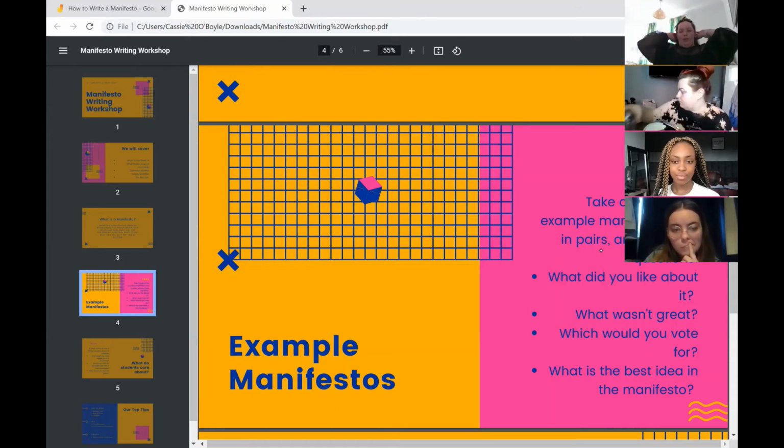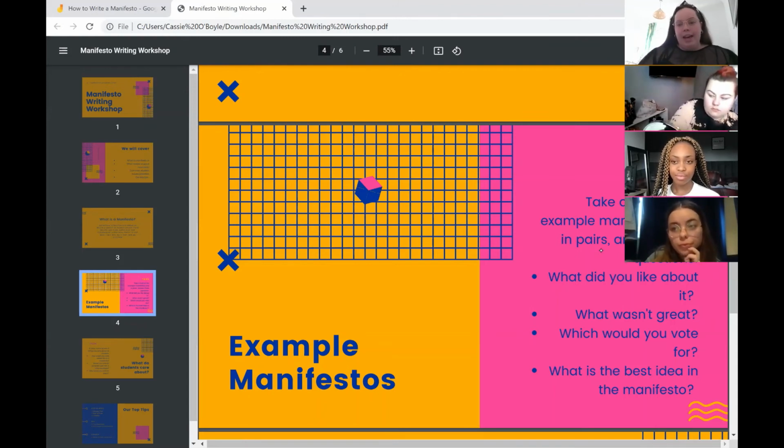Obviously, if we were in a bigger group, I'd get you to break out into smaller groups, but because there's only 3 of you, I think it's fine for you 3 to just discuss them together.